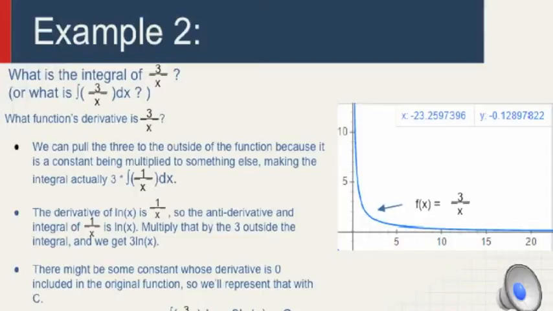And once again, this is very important. There might be some constant whose derivative is 0, and we need to represent that with c. Our final answer is 3 ln x plus c.